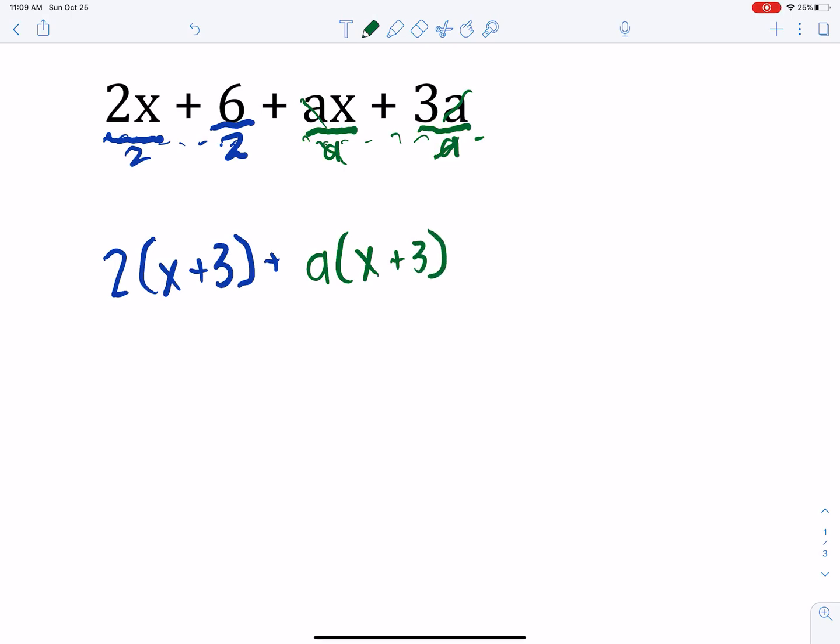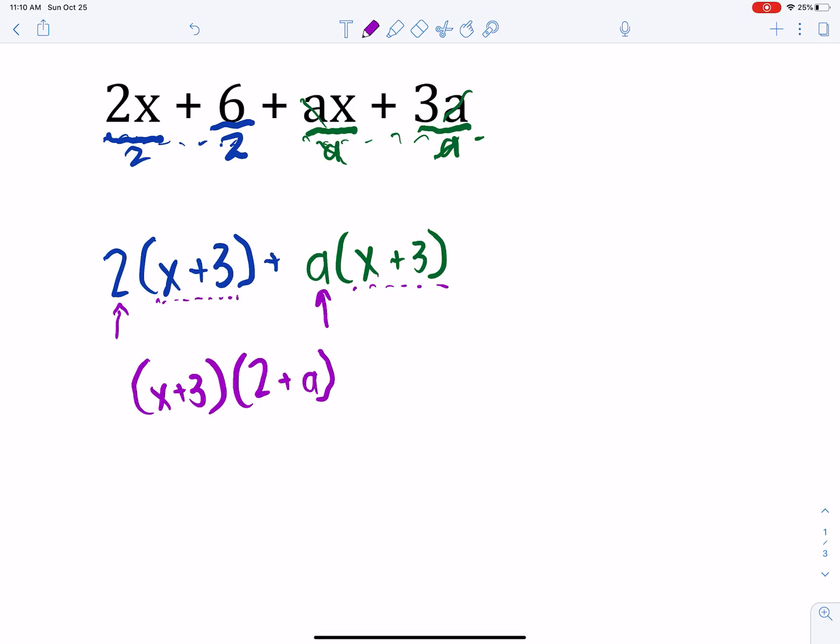Now take a look at what we've got at this step. If we look at the first part and the second part, we notice that both of those parts have x plus 3 in them. So to get the final answer, we're going to factor that x plus 3 out to the front. Now from the first part, when we factor out x plus 3, we would have 2 left over. There's a plus in the middle. From that next part, when we factor out x plus 3, we have a left over. And this would be our answer.